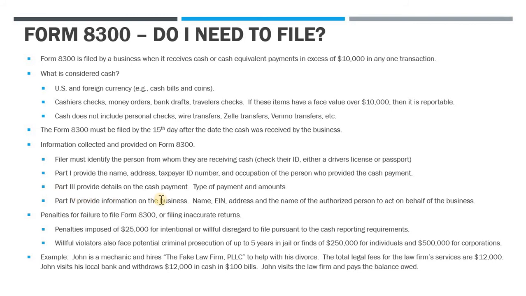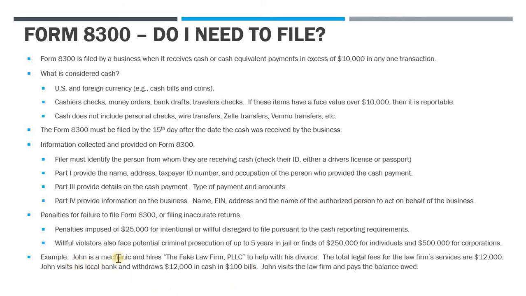And then part 4 is we provide information on the business itself. So get the name. I mean, you as the business owner, you'll have this, right? So your company name, EIN, address, and then you can either indicate yourself as the authorized person to act on behalf of the business, so you're the one signing it, or perhaps there's another individual within your organization that's better suited to field these kind of filings and questions.